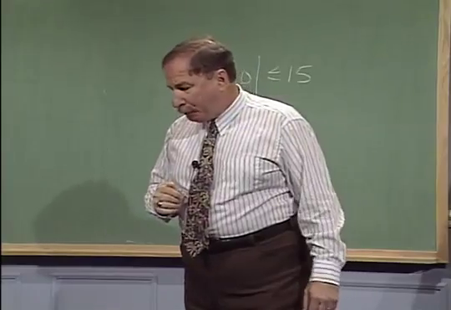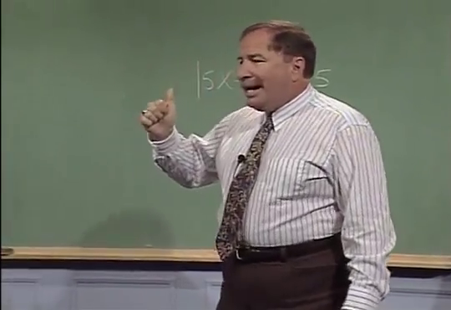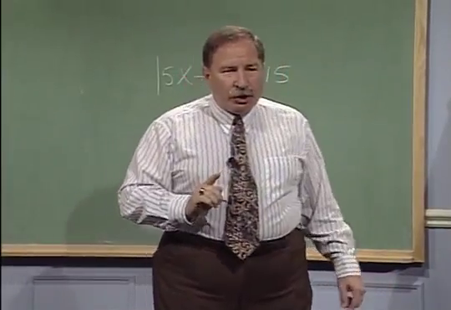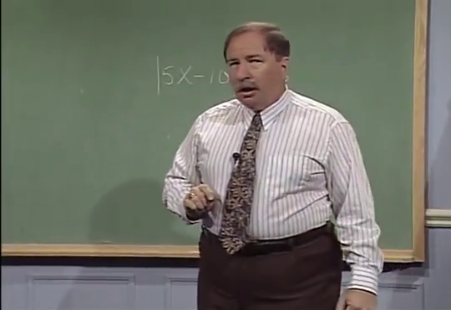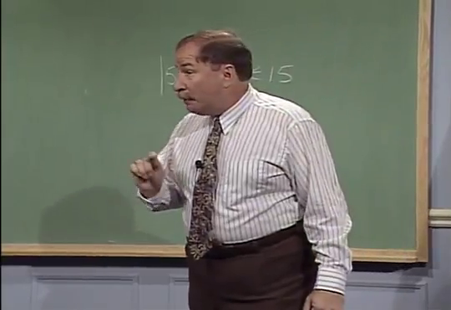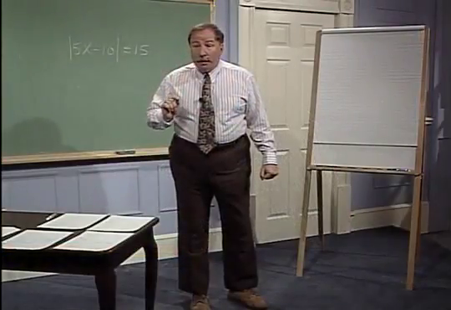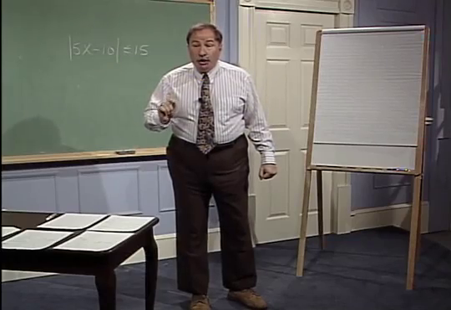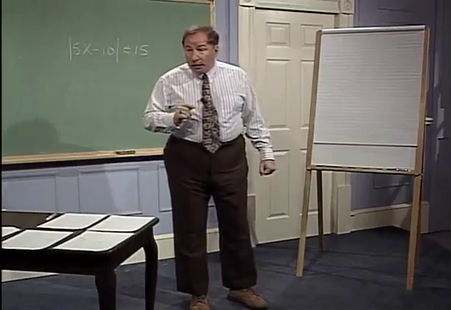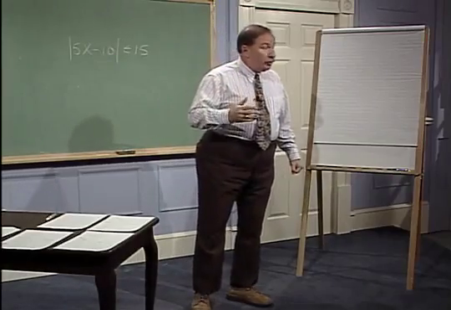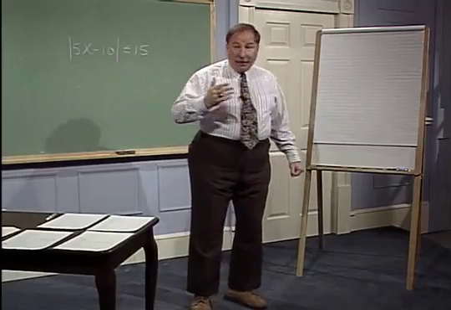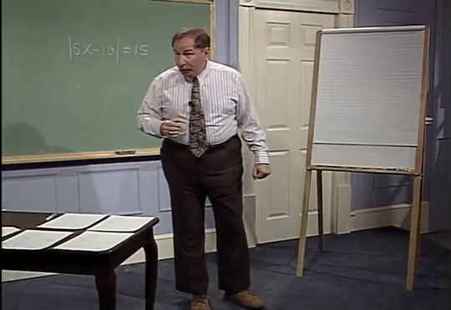The first thing to remember is that solving an inequality is no different than solving an equation, with one exception. And that one exception is that when you multiply or divide both sides of the inequality by a negative, you change the direction of the inequality. Less than becomes greater than, less than or equal to becomes greater than or equal to, etc. And the reason for this, if you've forgotten, rewind the tape. I think I've explained it fairly clearly.